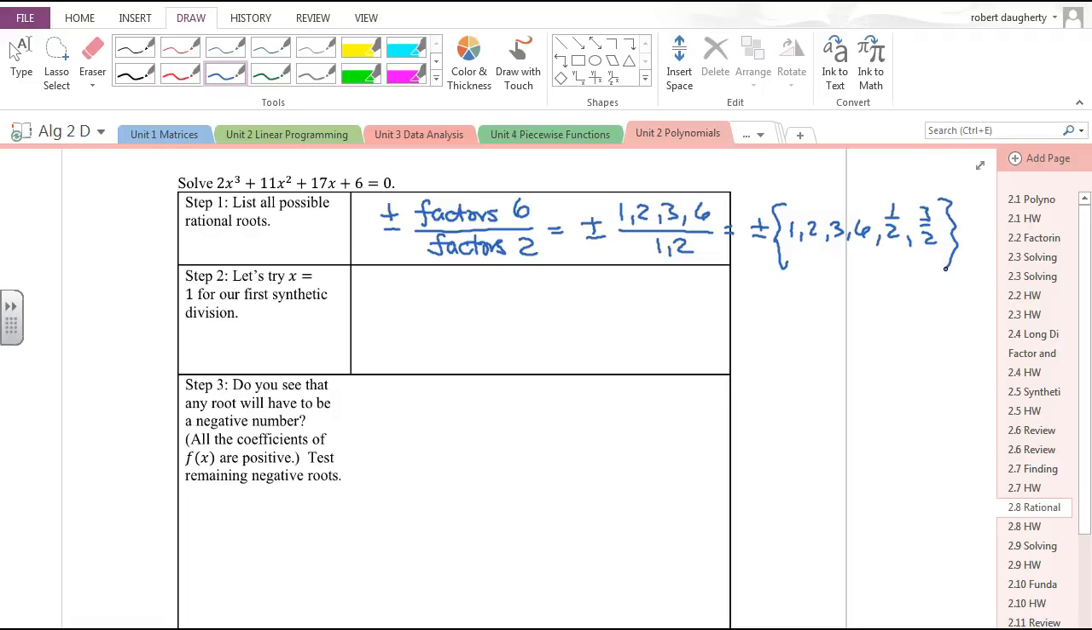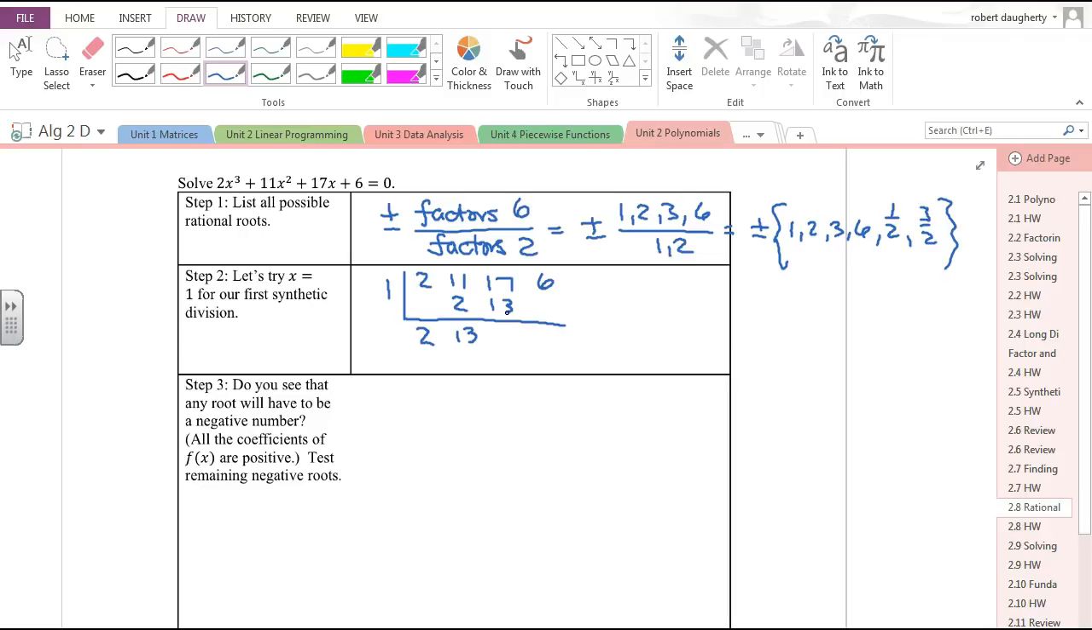So 1 is not a solution. Okay, now I just want to try that so you can see why. So if you do synthetic division with 1, you've got 2, 11, 17, and 6. So if you bring the 2 down, what's 1 times 2? 2. 11 plus 2 is 13. 1 times 13. These numbers are getting what every time? Bigger. There's no way it's going to hit 0. So 1 is not a solution, and what else is not going to work?